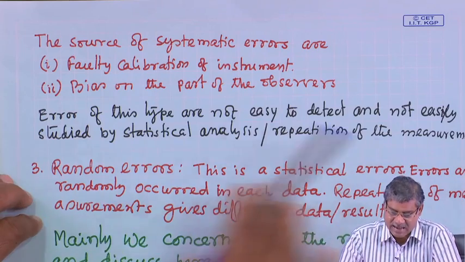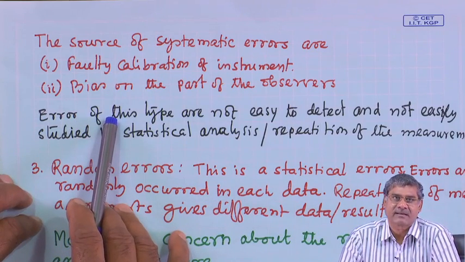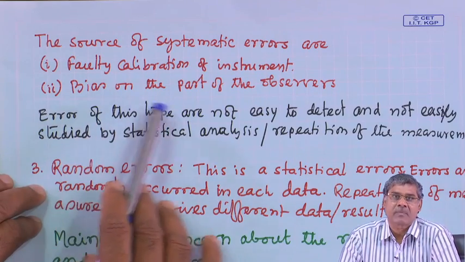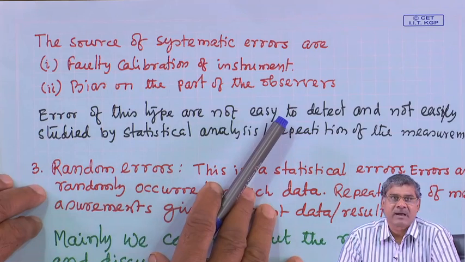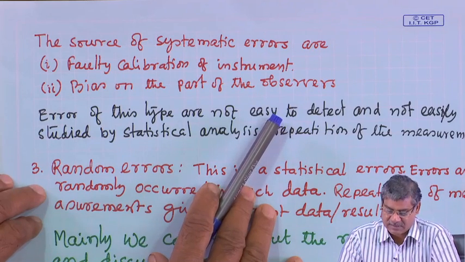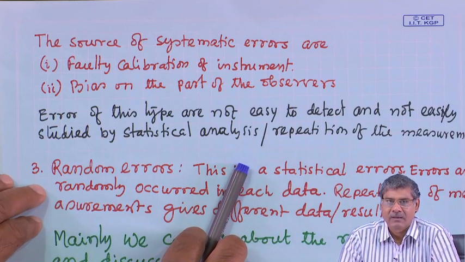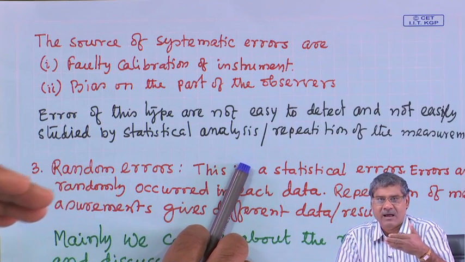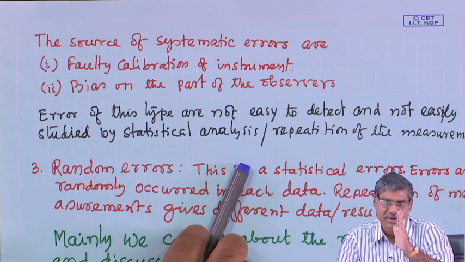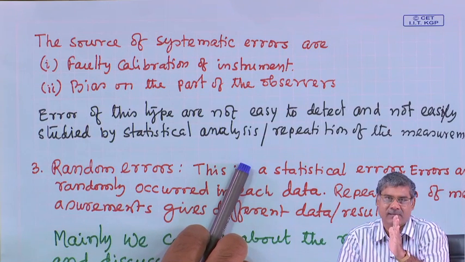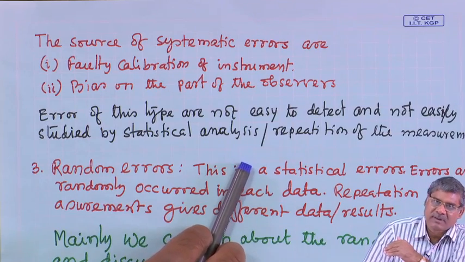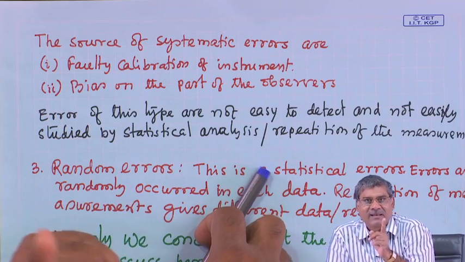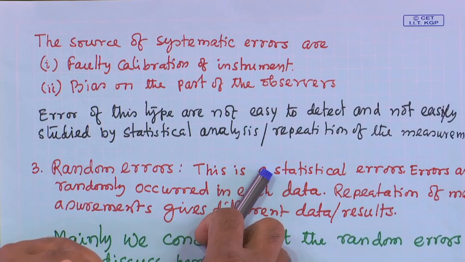Okay. Another type of systematic error could be bias on the part of the observer. What does it mean? When you are taking a reading, you are supposed to put your eye perpendicularly to the scale. Okay. But you are taking the reading from this side or the other side. Then whatever reading you see, if you take it systematically, you do not know that you have to take it perpendicularly.